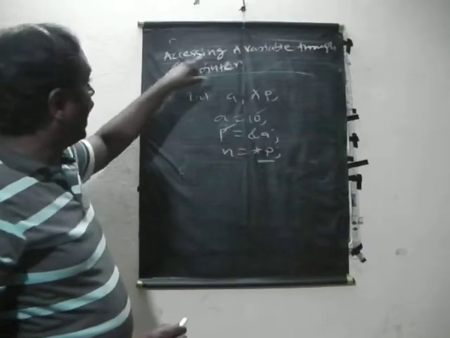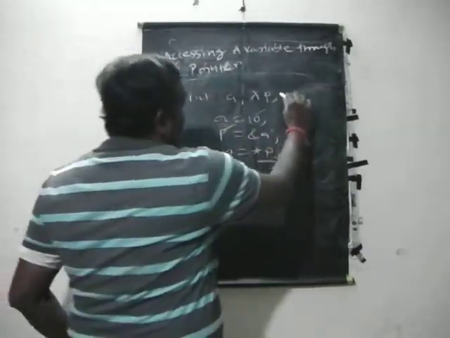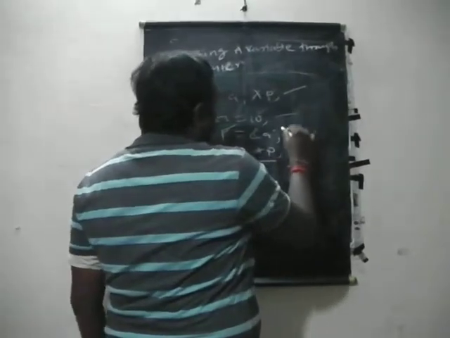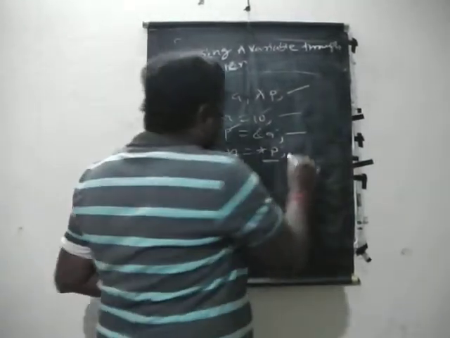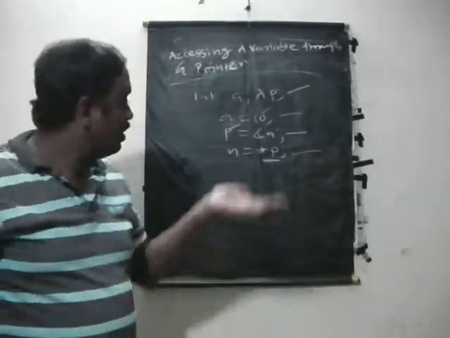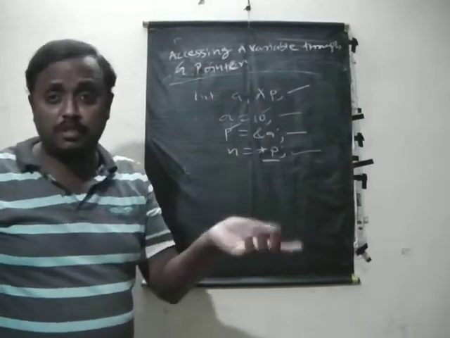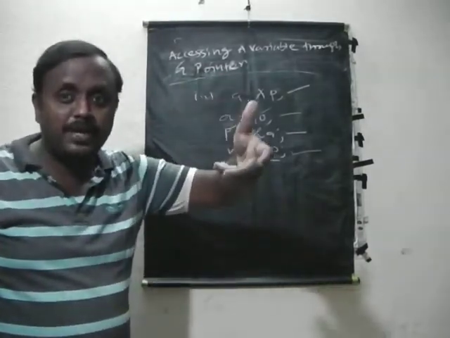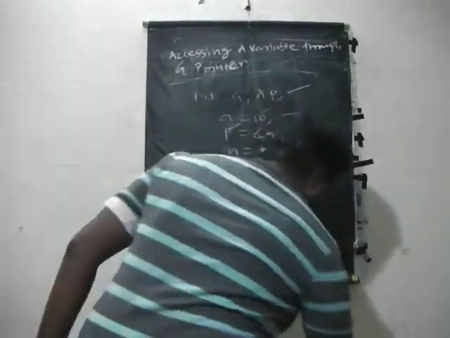So what I am doing here is accessing a variable through a pointer. The first statement is the declaration, the second one is assigning the value, the third one is assigning the address to the pointer variable. The fourth one is whatever the value in the pointer goes to the other variable. If you write n equal to a, it's also the same thing. Whatever the value is, that will also be assigned to the other variable, right? Okay.